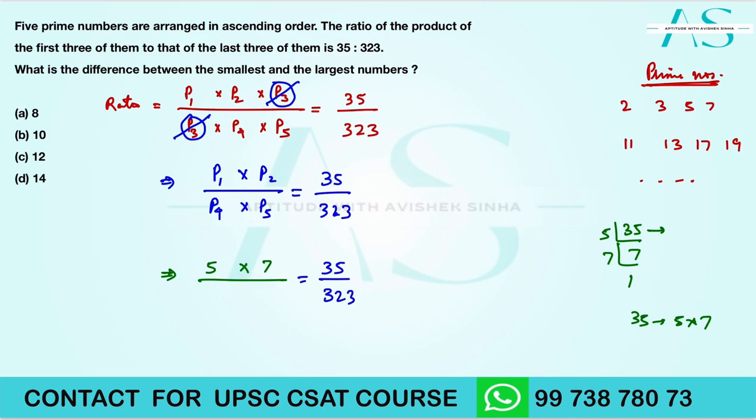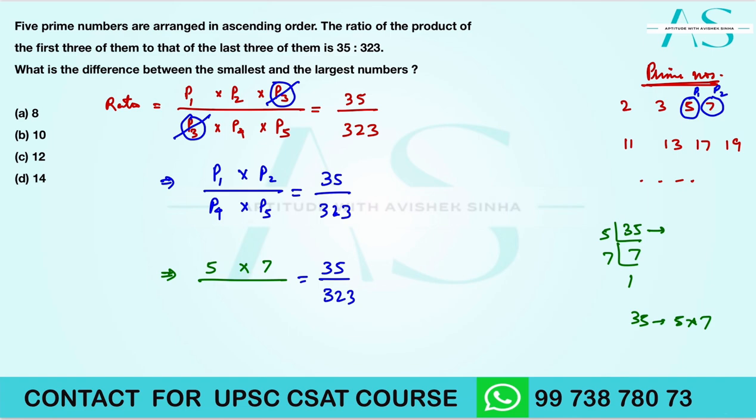Okay, now you have the first number and the second number. P3 could be 11 or 13 or 17, it could be anything. Whatever it is, it has been ruled out. Now the next two numbers' product should be 323.